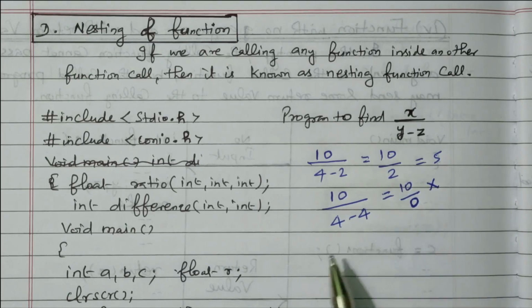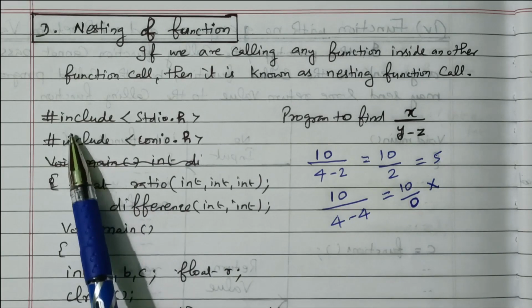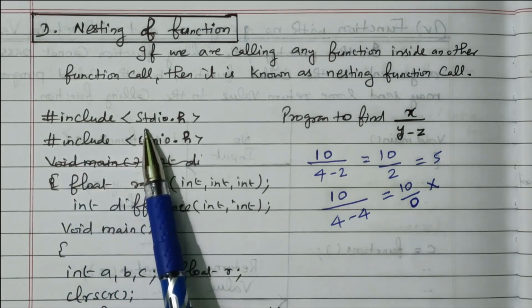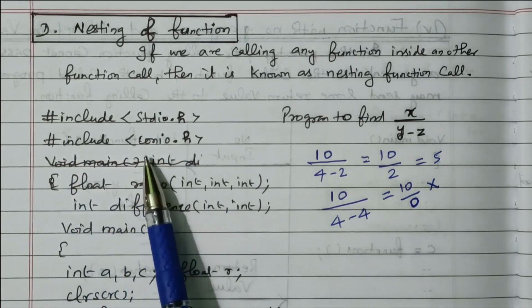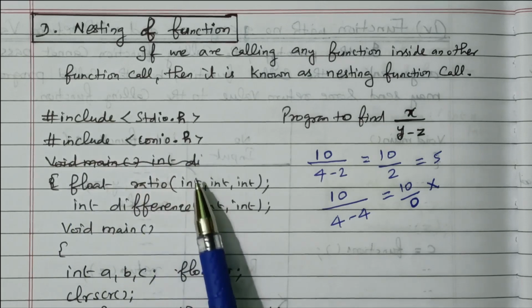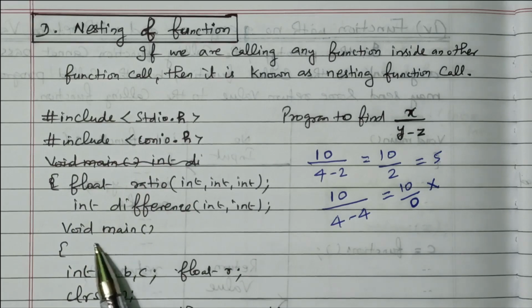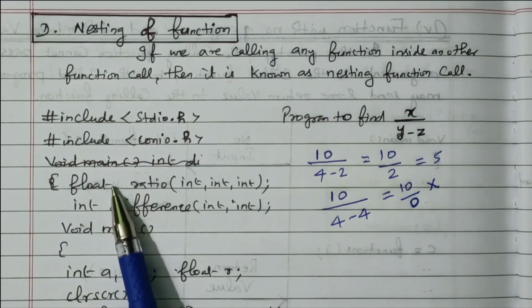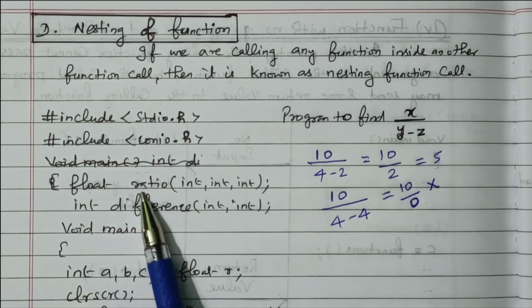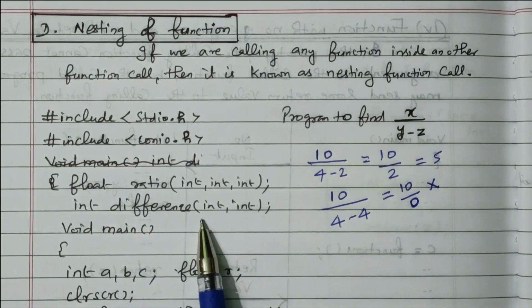So we'll go to this program. First we'll include the header file, standard input output header file, console input output header file. These two header files are included. So this is the main program. Before main program, we need to declare the function. This is called a function declaration.